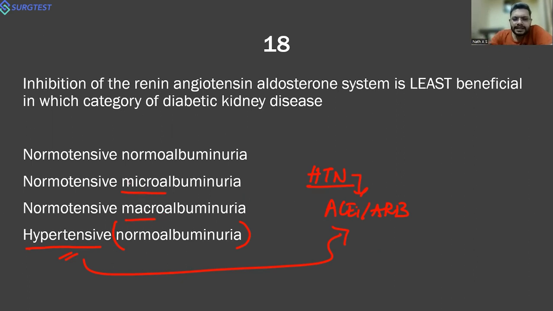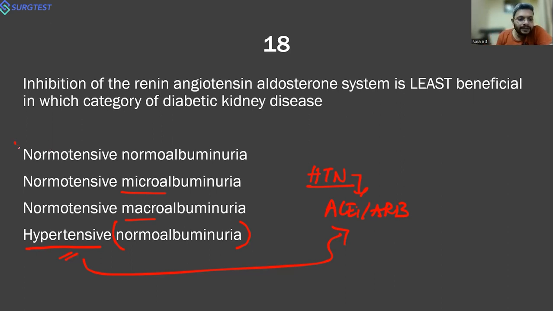One more thing is this term called micro and macro has been taken off. That's also mentioned in Harrison. So it's called moderately increased and severely increased albuminuria. That is a new terminology, just terminology thing.